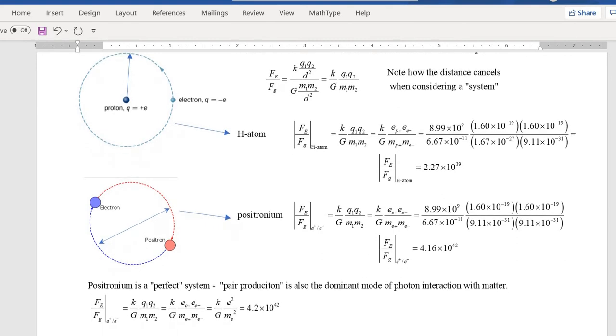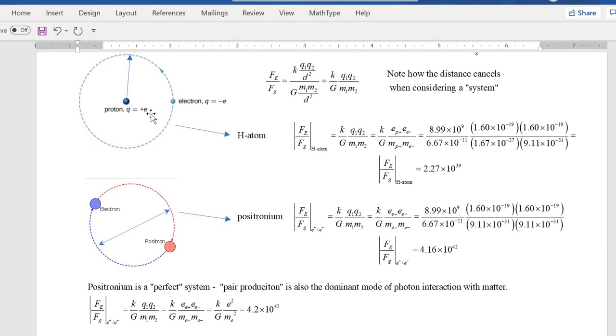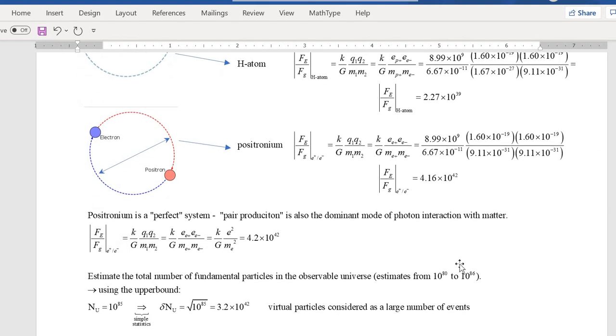Okay, now this is a bit abstract. So we see that for the simple hydrogen atom, the most abundant atom in the universe, the simplest atom, just a proton and an electron, the ratio of electric force to gravitational force is about 39 orders of magnitude. Now, let's look at an interesting system.